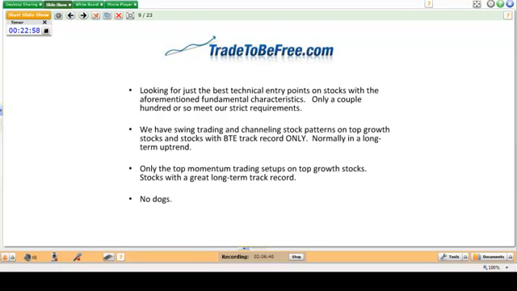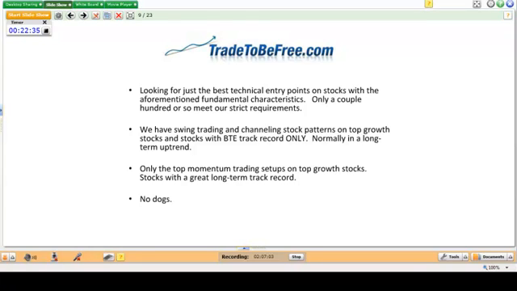So, getting back to TradingPub.com, here we're looking for the best technical entry points on stocks with the aforementioned fundamental characteristics. And in any given market, there's only a couple hundred or so that meet the strict requirements that we have.